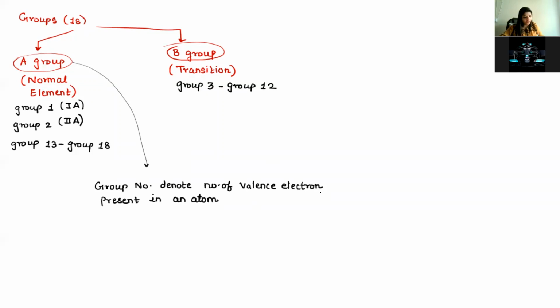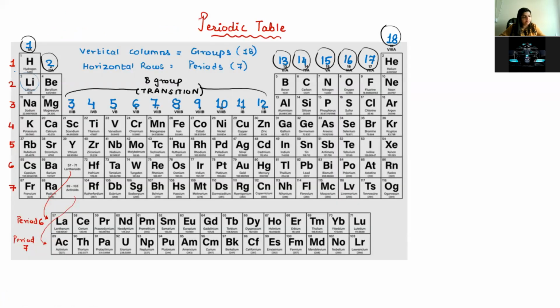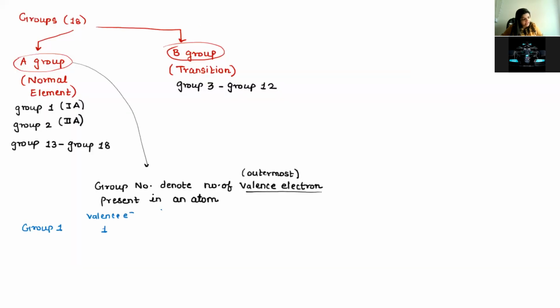Valence electron means the outermost electron. If my element belongs to group 1, the valence electron will be 1. For example, lithium belongs to group 1, so the number of valence electrons will be 1 and the valency will be +1, because it will lose an electron. If it is group 2, valence electrons are 2 and valency will be +2.